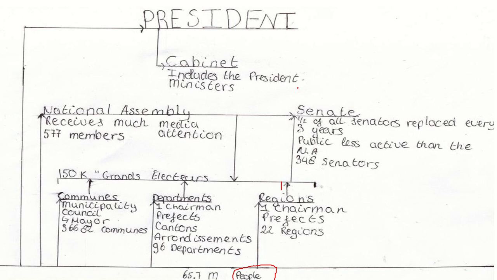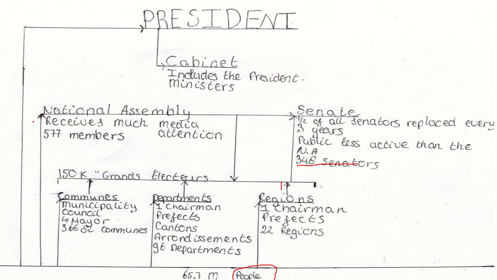The first part is the Senate, the high level house, in which half of the senators are replaced every 3 years. It is less active publicly than the Assemblée Nationale. There are 348 senators in one seat. After this, the departments are the electors, and the communes are 150,000 municipal council people. There are 150,000 grand electors, which come out from the department and the communes.